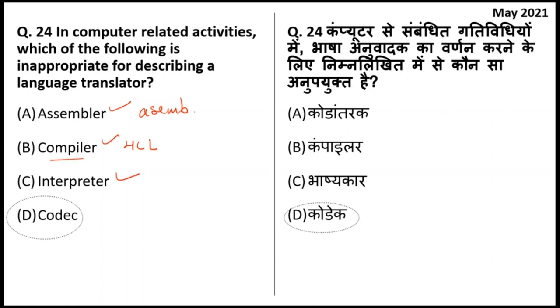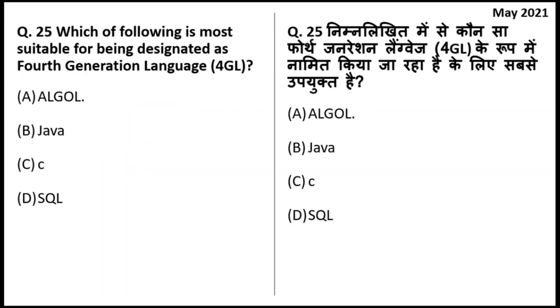A very important question. Which of the following is the most suitable for being designed as a fourth generation language? So the fourth generation language is Java. So here the right answer is option B.